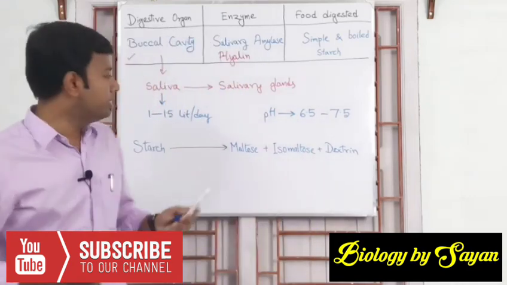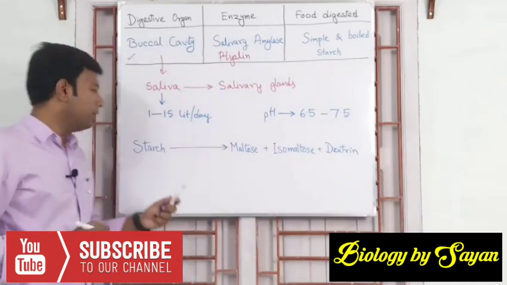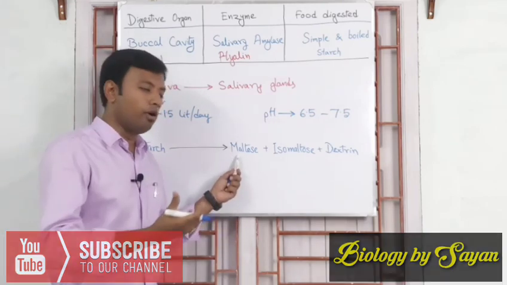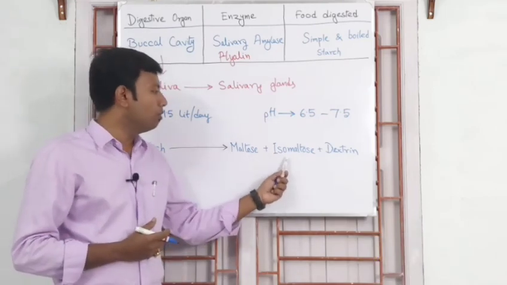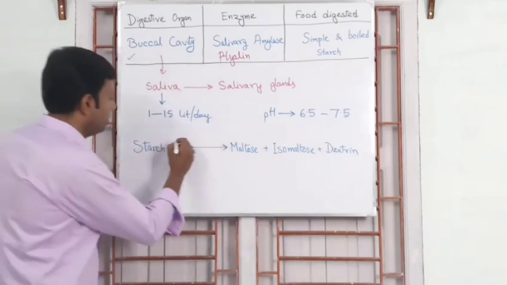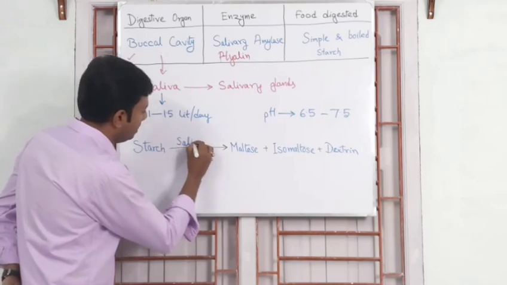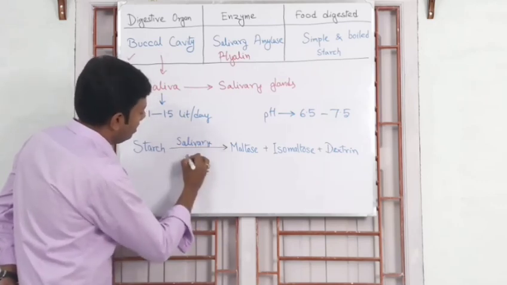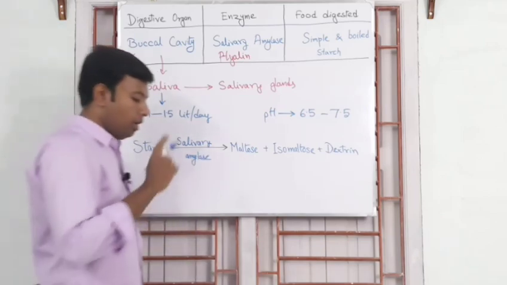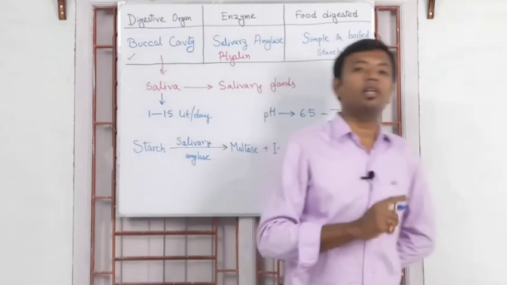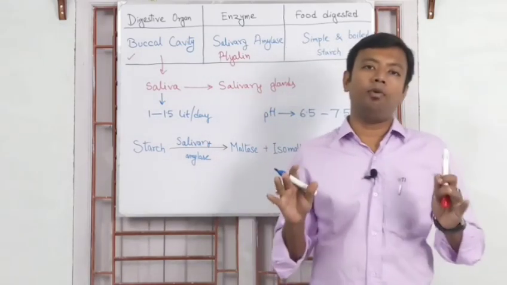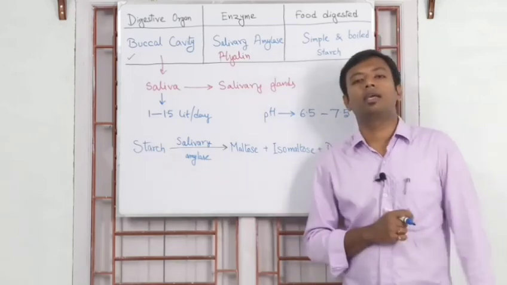Now, if we want to know the basic chemical reaction that takes place within our buccal cavity, it will seem like this. Any simple starch type of food gets broken down into simpler forms like maltose, isomaltose and dextrin with the help of this salivary amylase. So the enzyme is salivary amylase. Actually, only simple starch type of food gets digested within our buccal cavity. No protein or fat type of food gets digested in our buccal cavity.